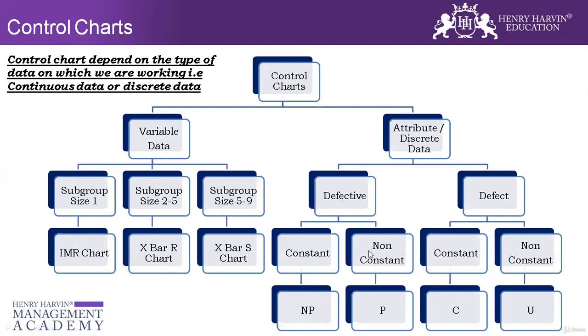If the volume varies on a daily basis or on a weekly basis, or depending upon the data that I am plotting, then I would consider it as non-constant. So for constant defective, I use an NP chart. For non-constant defective, I use a P chart. And in case of a defect, if my volume is constant throughout the month, I use a C chart. If it's non-constant, I will use a U chart.